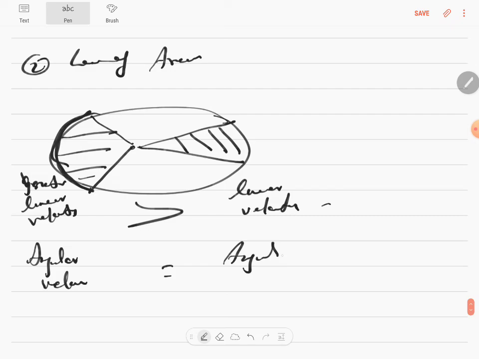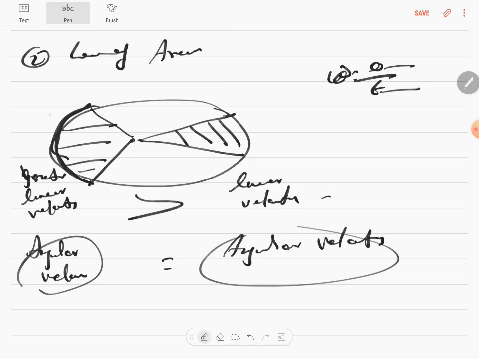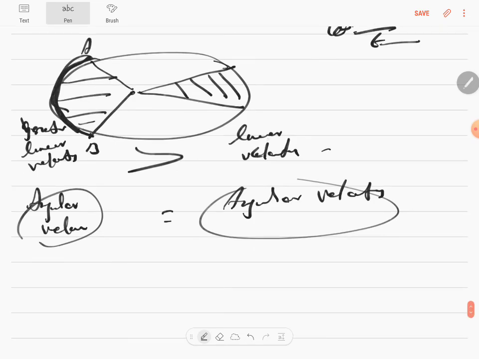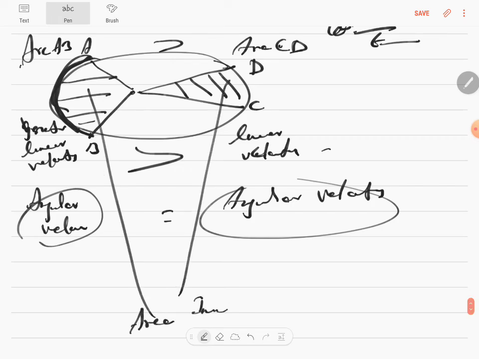Angular velocity omega is equal to theta by t, angular displacement by time, which will be the same. Angular velocity is always equal, but the linear velocity differs. Therefore, supposing this is AB and this is CD, the arc length of AB is greater than the arc length of CD. But however, the areas inside are the same, supposing it takes the same time.